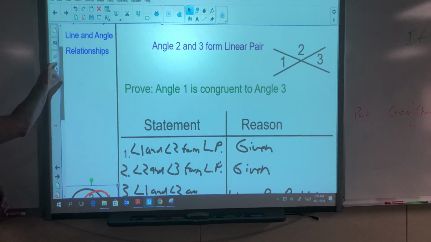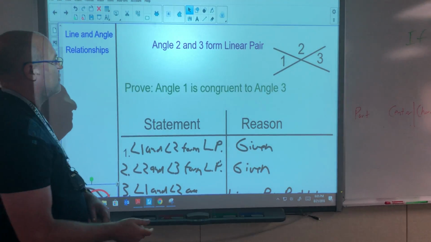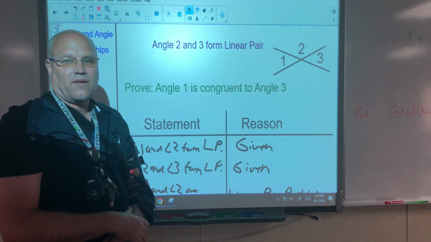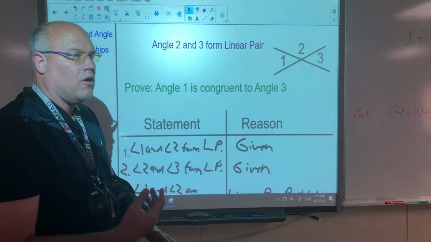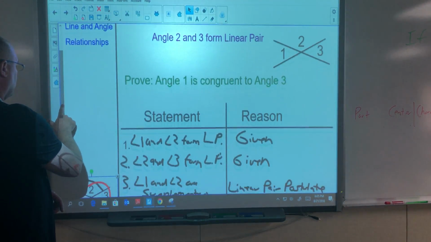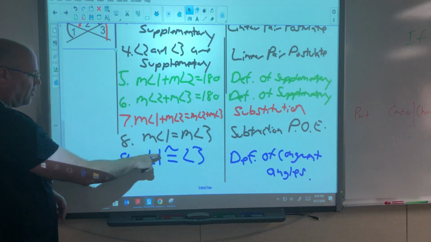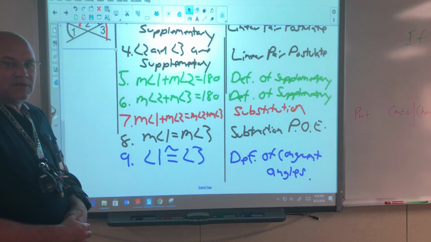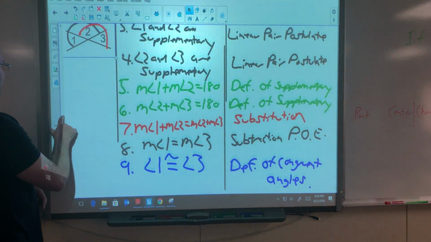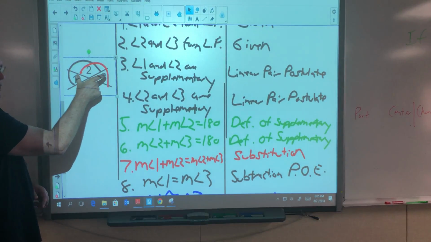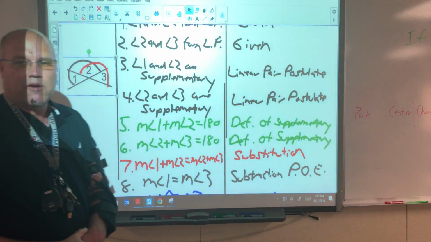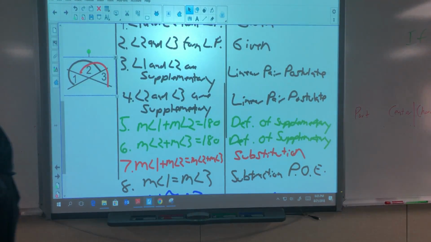And so from now on in our class, we can use this. This is going to be called the vertical angles theorem. The vertical angles theorem says that all vertical angles are congruent. So anytime we see vertical angles, we know they're congruent, which then means we know that their measures are the same.